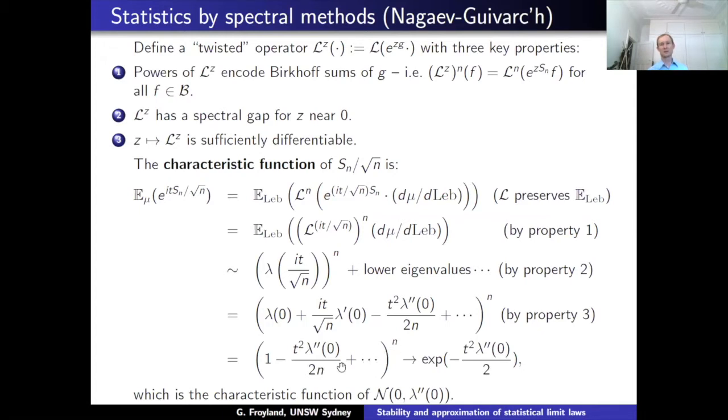And when you take the limit, if you ignore these, then this is first year analysis to show that this goes to this. And now you look at this and you say, oh, this is the characteristic function of a normal. And not only that, you know what the variance is. The variance goes here. So we've identified the variance as the second derivative of the untwisted leading eigenvalue at twist 0. And that's a sketch proof of how you prove the CLT using these twisted transfer operators. And it's not a long argument, and you get to identify what the variance is.